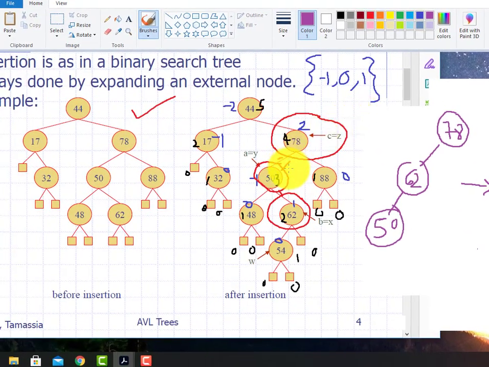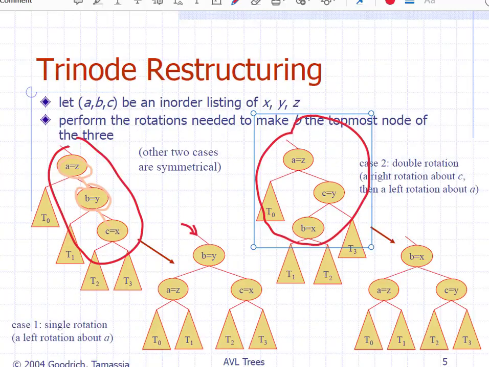And how did we find the pattern? We looked at where the height factor was violated. We then picked the largest height of the two children, which was 50 in this case because 3 is greater than 1, which gave us our B. And then we picked the largest height of 50's two children, which in this case was 62. And that gave me the pattern. From the pattern, I was able to use the restructuring methods of the AVL tree. These are the trinode restructuring. And from that, I managed to balance the subtree.